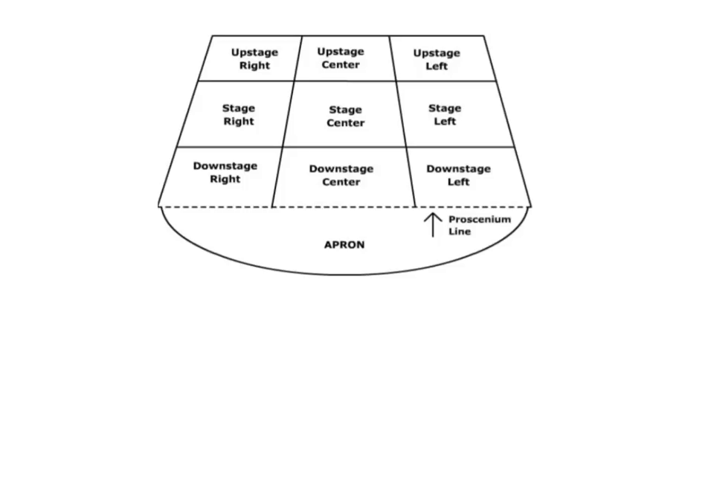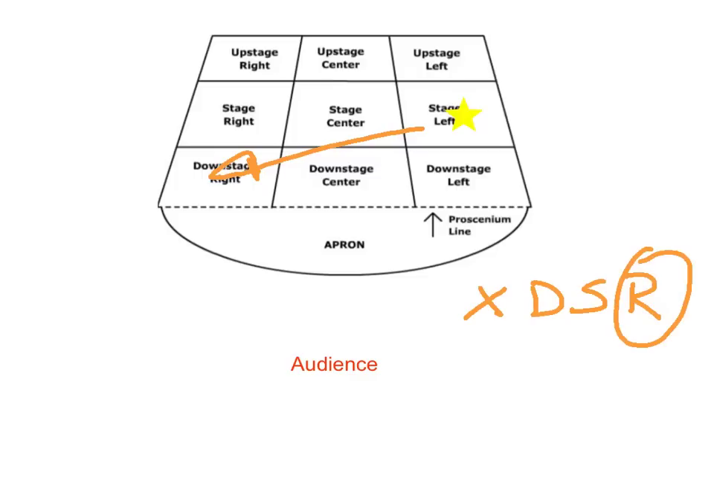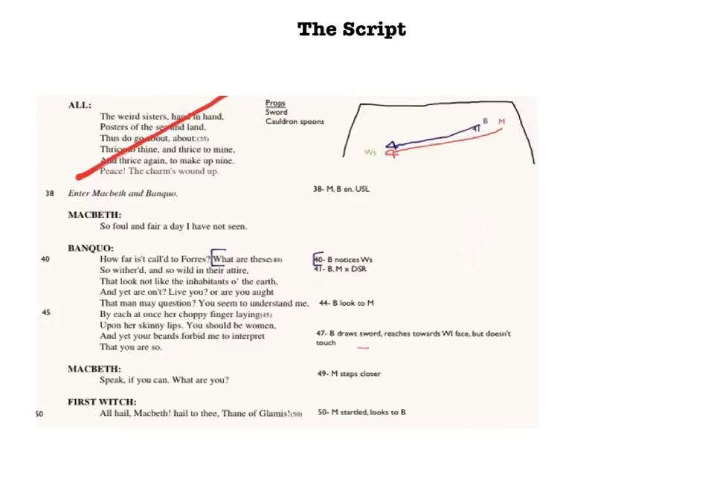Before you can really get going on this, it's important that you know what a stage looks like. So this might seem obvious, but here's a stage. All stage directions are done from the perspective of the actor, which means the audience is here. So if a person is standing here and you want them to move to here, you would actually tell them to cross to downstage right, even though to you that looks like it's the left.